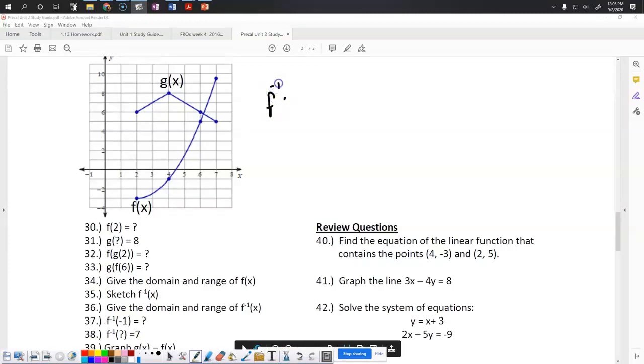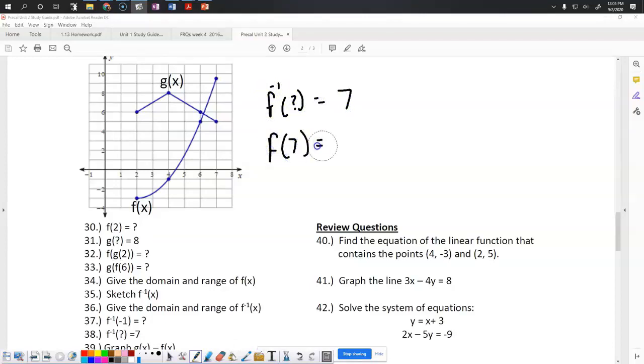F inverse of blank equals 7 can be thought of as f of 7 equals blank. So in other words, if x equals 7, what's the y value for the f function? For the f function, when x equals 7, the y value is 9.5.